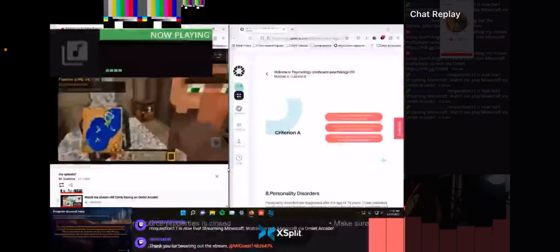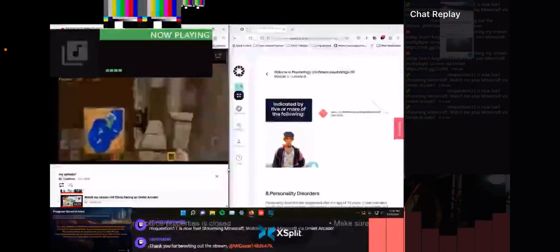Criterion A states that there should be a pervasive pattern of social and interpersonal deficits marked by acute discomfort with and reduced capacity for close relationships, as well as by cognitive or perceptual distortions and eccentricities of behavior, beginning by early adulthood and present in a variety of contexts. These are indicated by 5 or more of the following 9 symptoms. 1. Ideas of reference, excluding delusions of reference.